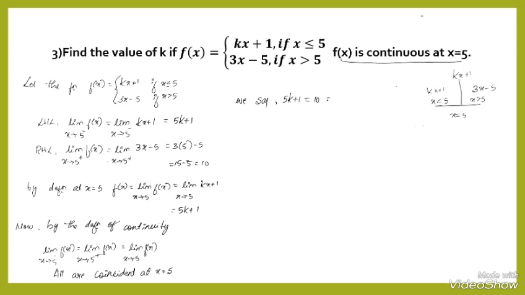I will take only these two. Then 5k plus 1 is equals to 10. 5k is equals to, take plus 1 on right side, it becomes 10 minus 1. 5k is equals to 9. K becomes 9 by 5. Therefore, the value of k is 9 by 5 at x is equals to 5. K is equals to 9 by 5.